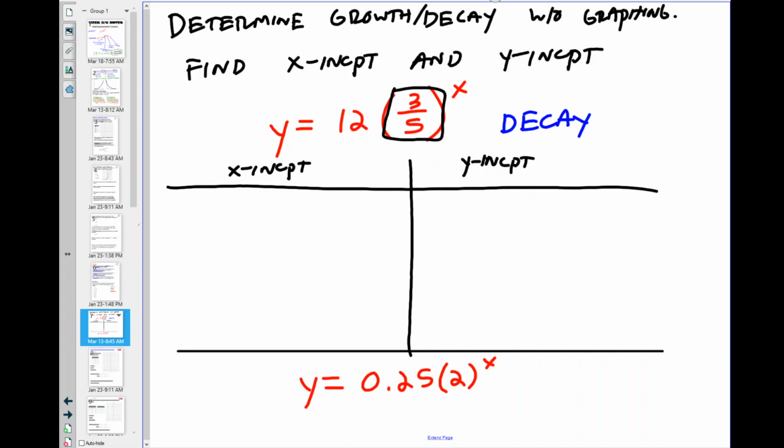So for the y-intercept, x is 0. So we would say then that y is equal to 12 times 3 over 5 to the 0 power. What's anything to the 0 power? It is 1. So basically it cancels out because what's 12 times 1? 12.